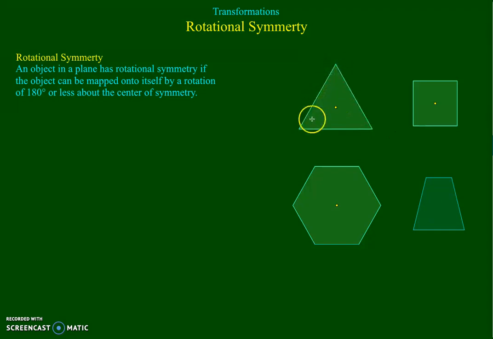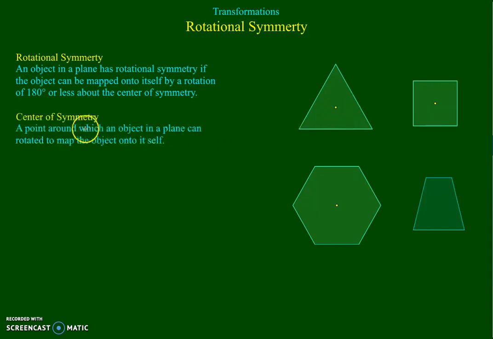We're not going to worry at this particular juncture how to find that center of symmetry. But if we can take this triangle and rotate it through 180 degrees or less and map that triangle onto itself, then it has rotational symmetry. And more formally, the center of symmetry is a point around which an object in a plane can be rotated to map the object onto itself. All right, let's take a look at some dynamic examples of objects that have rotational symmetry.